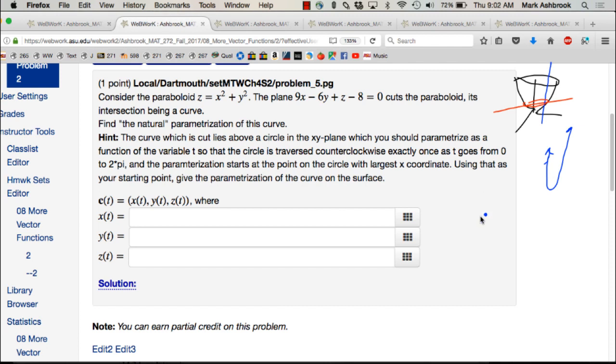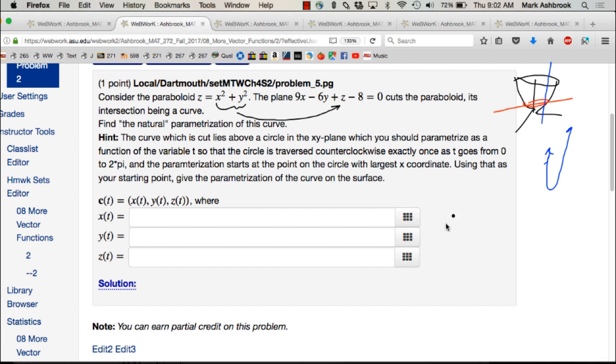So let's see that play out. So basically, we've got z equals x squared plus y squared, and 9x minus 6y plus z minus 8 equals 0. So if we want to figure out all the points that those have in common, then we're going to combine those equations together. And we're mostly interested in what we have in x and y. Do we have something circular in x and y or not? So that means we could eliminate z, or in other words, if this is z, then we could take that and plug it in here and see what happens.